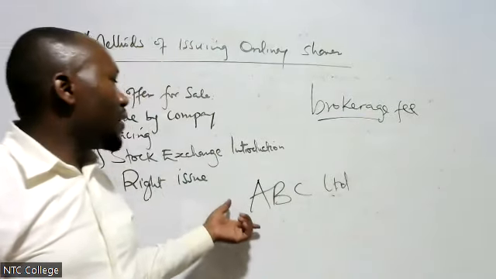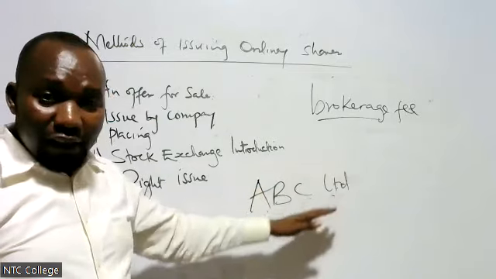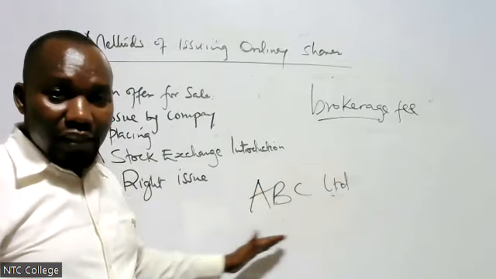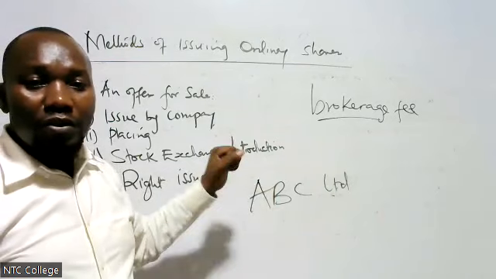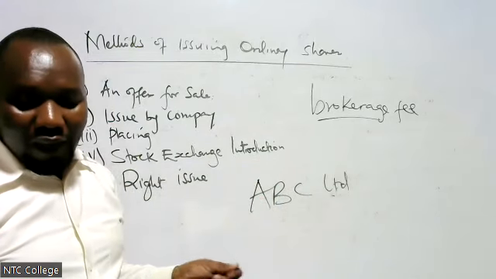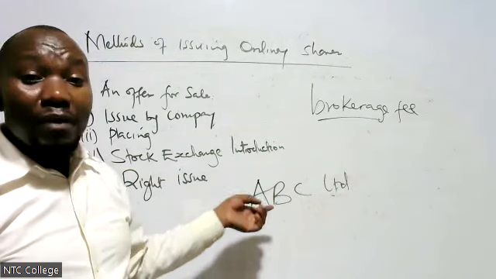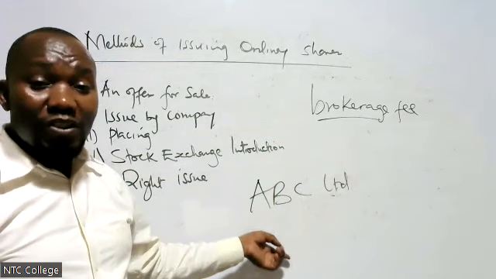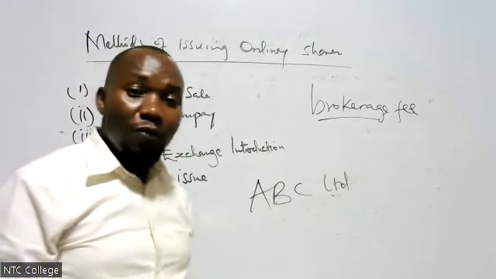So instead of them going to the market to acquire money, they can tell their existing shareholders, guys, we need more shares. Can you come and buy? So the existing ones are going to buy. That is why we are calling it rights issue. They are given the priority rights to buy, in proportion to their shares.